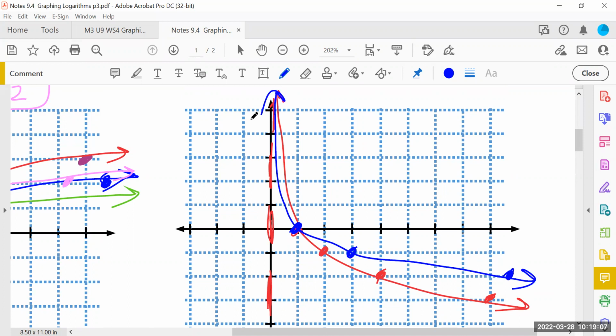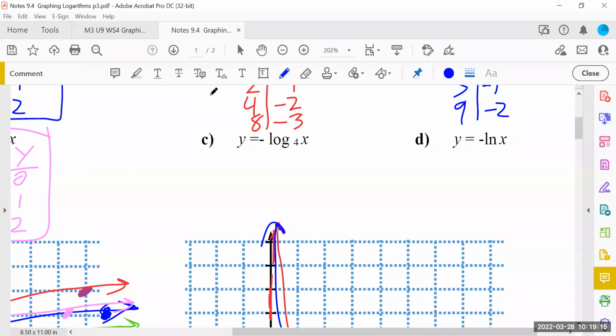Is everybody good there? Does anybody feel like they really need to see C or D on that one? Or is everybody capable of flipping their graphs upside down?